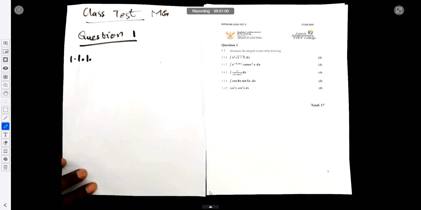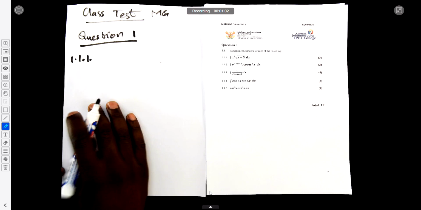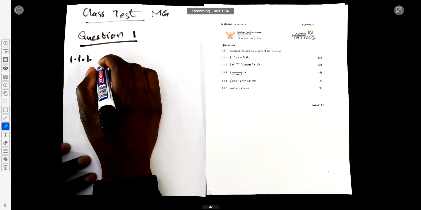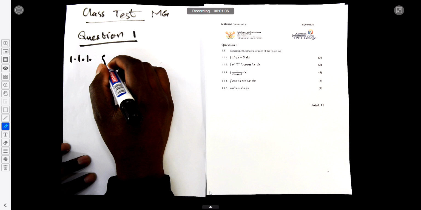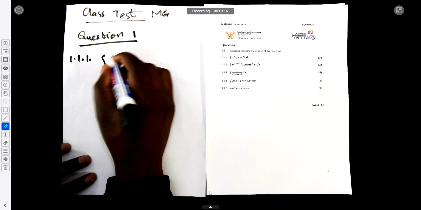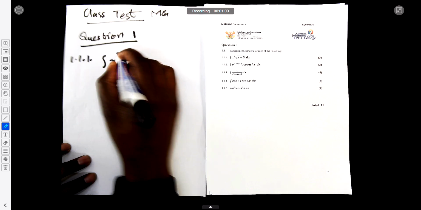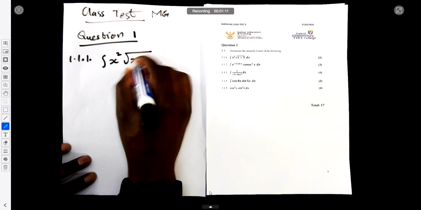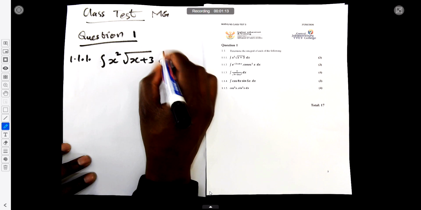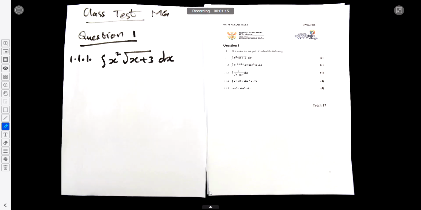So 1.1.1. We need to determine the integral of each of the following. We have x squared multiplied by root x plus 3 dx. We need to determine the integral of the following.